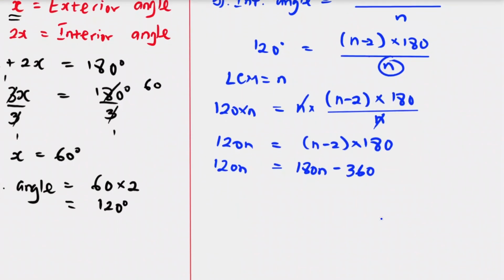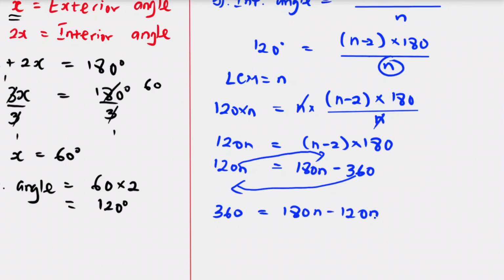At this point, we can take the 360 to the side, and then we bring this one here, and 120n also comes here to make the calculation easier and simpler. So we're going to get 360, it will become positive. So we have 180n minus 120n. So you have 360 equal to, when you subtract 120 from 180, that's going to give us 60n.